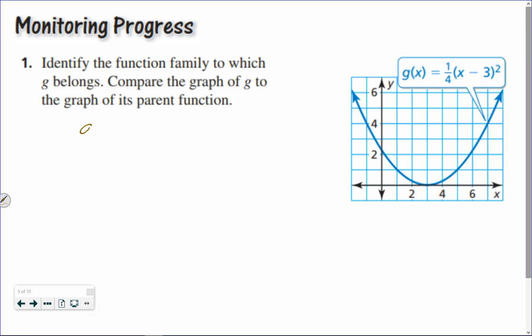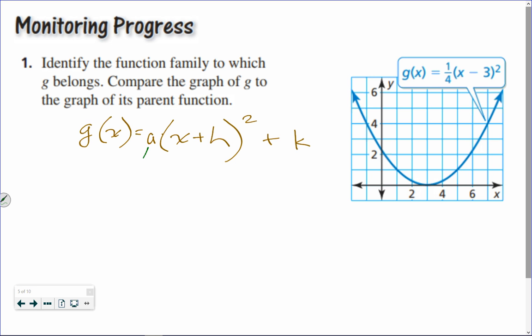Let me do this again. G of x. Okay, first of all, A goes in the front. Then x minus h or plus h, square that, and then plus k. Right? Write it down if you need to.